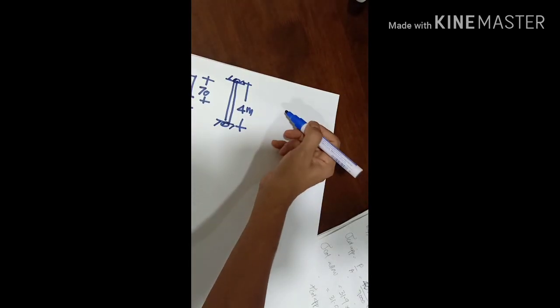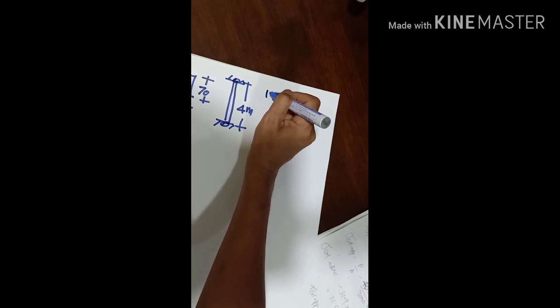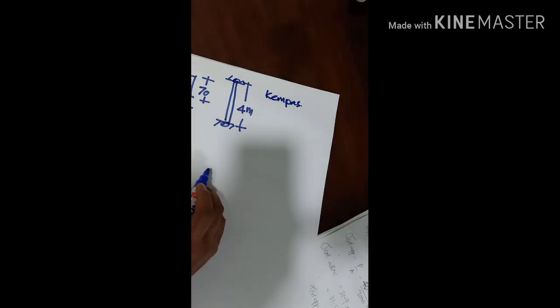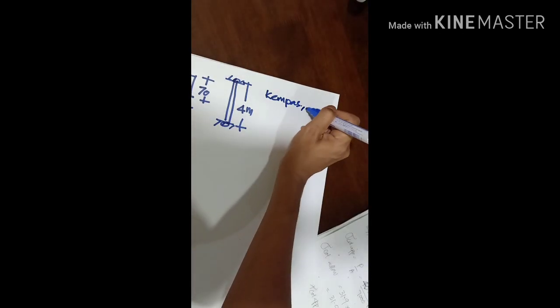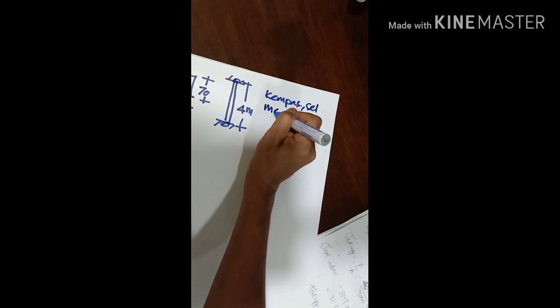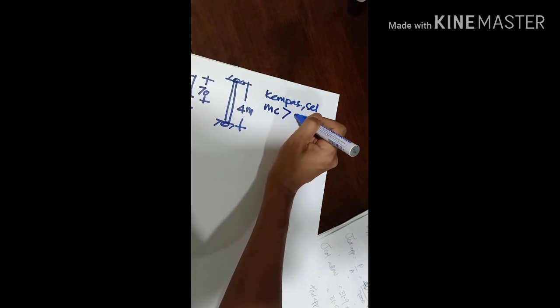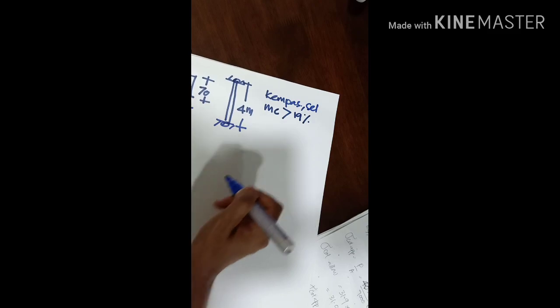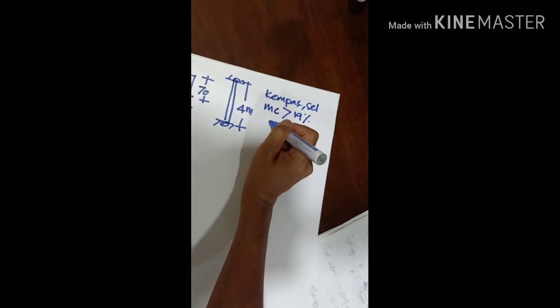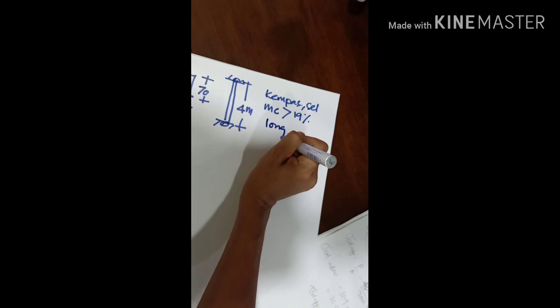Say we select Kempas as the species of timber, and it is a selected timber where the moisture content is greater than 19%. So it is considered as a wet grade, and the structure is designed for long term.